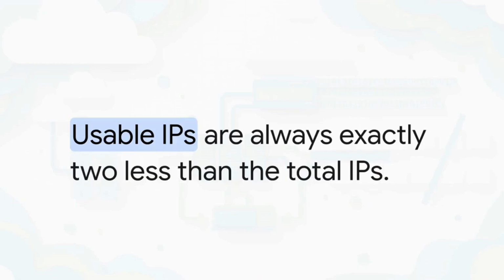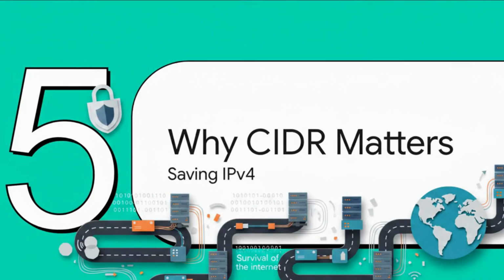Now, what's really interesting about this slide is a crucial dynamic you might have already noticed. Your usable IPs are always exactly 2 less than your total IPs. Why is that? Well, because you always lose 2 usable IPs in any block. The very first IP is entirely reserved for the network address itself, and the very last IP is reserved for the broadcast address. So in our standard /24 network of 256, you actually only get 254 usable addresses for your actual devices.